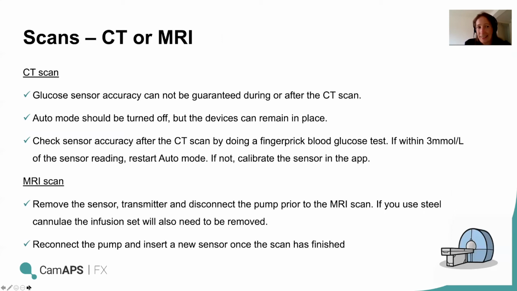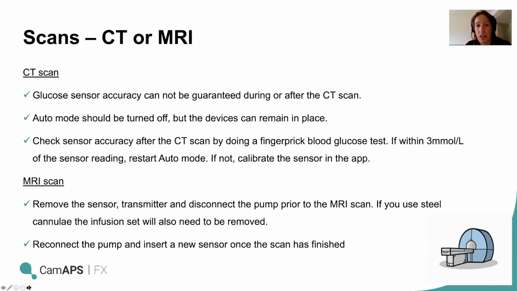What about scans? You may have a CT scan or MRI scan booked, and there are a few things you need to know about how to handle the devices with these scans. The glucose sensor accuracy can't be guaranteed during or after a CT scan. So what we recommend is that you turn off auto mode before the scan, but you can keep all the devices in place whilst you go for the scan. Then check the sensor accuracy once you've had the CT by again doing a finger prick blood glucose test. And if it's within 3 millimoles per litre of the sensor reading, then you can restart auto mode.